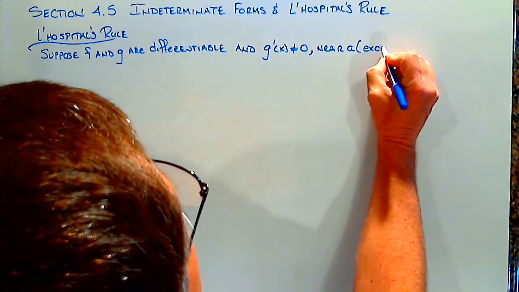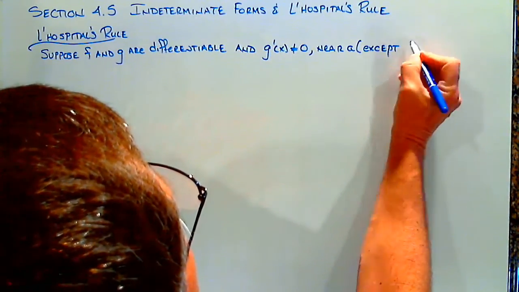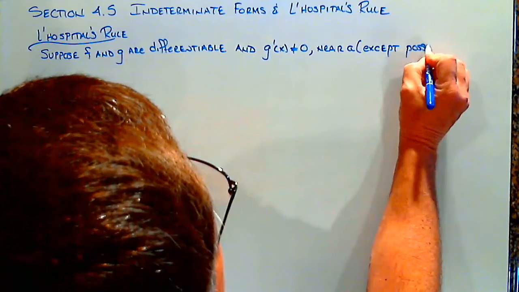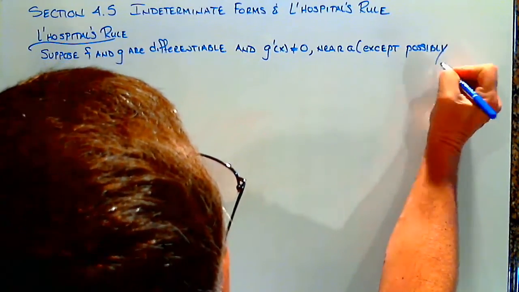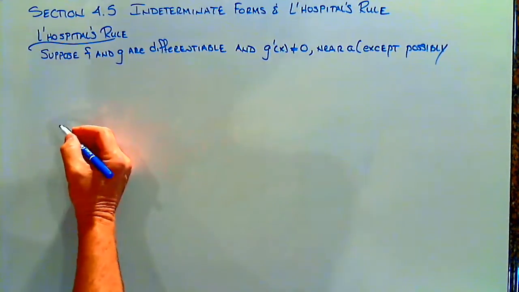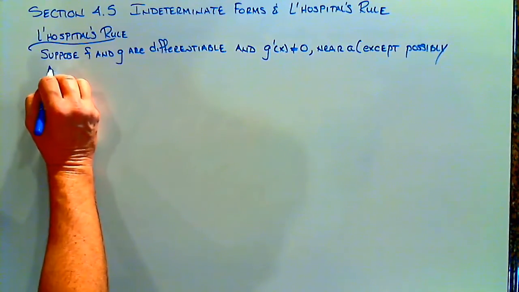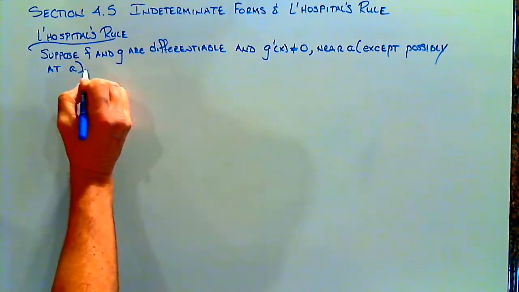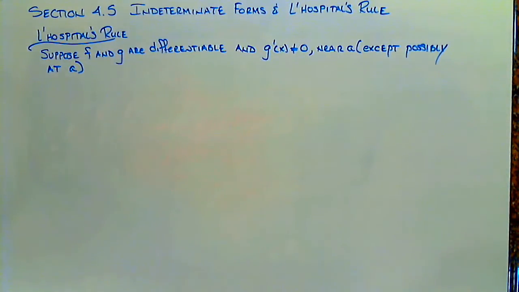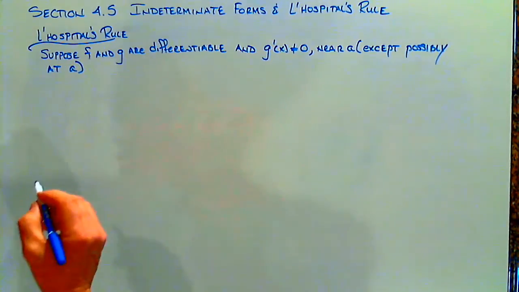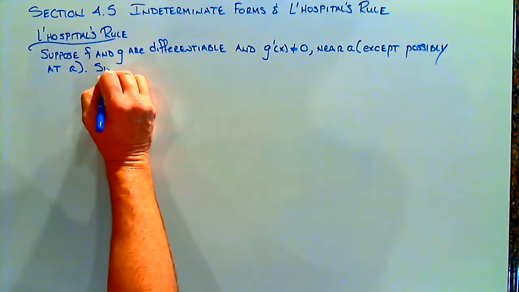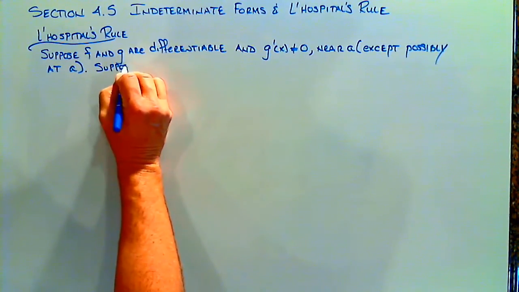except possibly at a. Now, what do we mean by that? Well, we don't care what happens at a because we're going to be taking a limit here as x approaches a. So the behavior of g at a is insignificant to us because obviously x is never going to reach a. And then L'Hopital's rule continues.